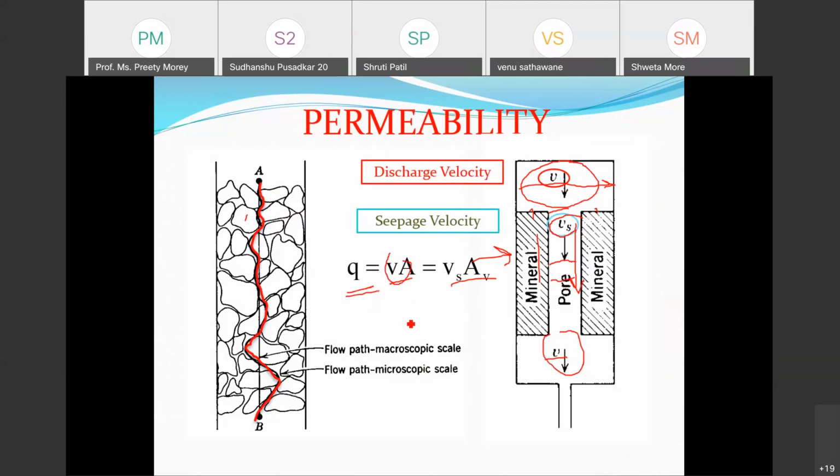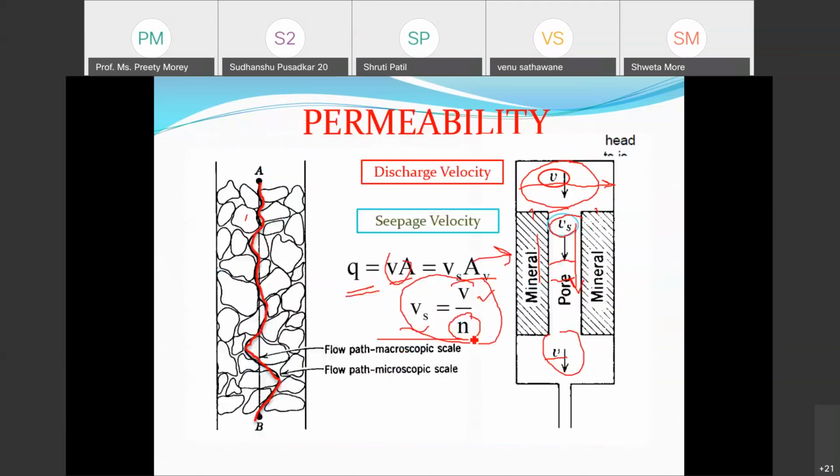So I get V into A is equal to Vs into Av, and this seepage velocity will always be greater than the discharge velocity, because the discharge velocity is measured outside the soil particles. We should identify that, and hence, if I know the porosity n of the soil, I can find the seepage velocity from the discharge velocity. The relationship between the seepage velocity and the discharge velocity is Vs is equal to V upon n.